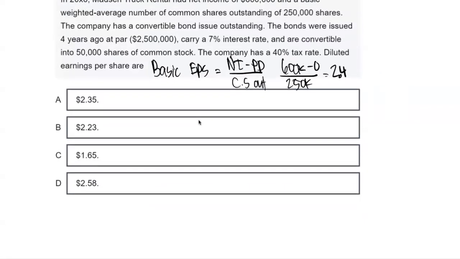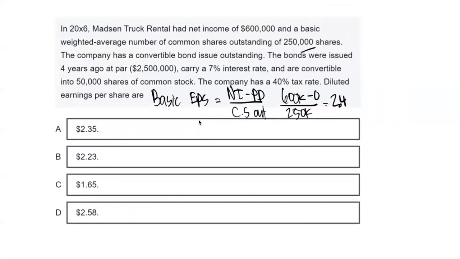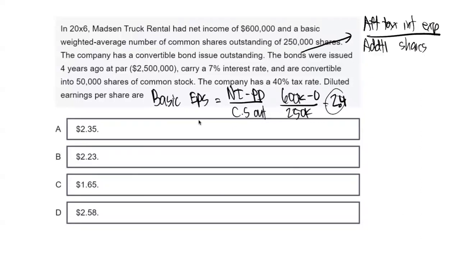Ang gagawin natin dyan ay first we compute for the after tax dahil bonds ito, after tax interest expense. We divide it by the additional shares that would have been added. I-testing natin kung dilutive siya. I-relate natin siya dito sa 2.4. So, magkano yung ating after-tax interest expense? I'll write the formula. That would be 2.5 million, that's the bonds, multiplied by 7% multiplied by 1 minus 40%.